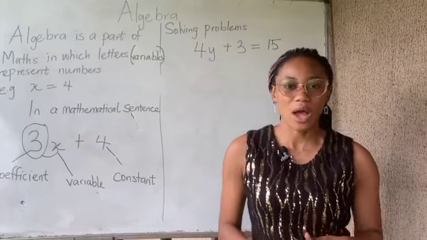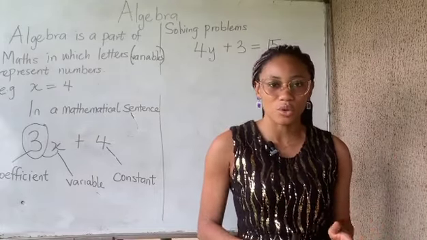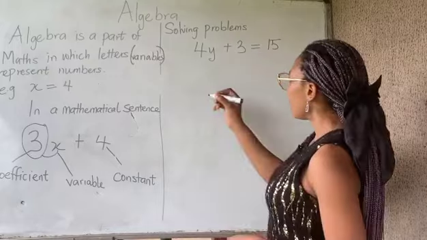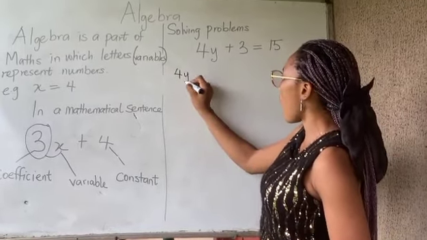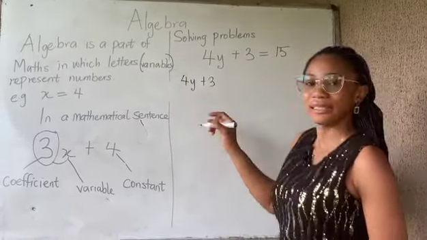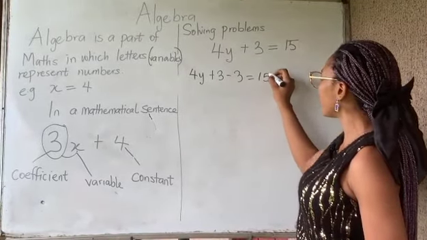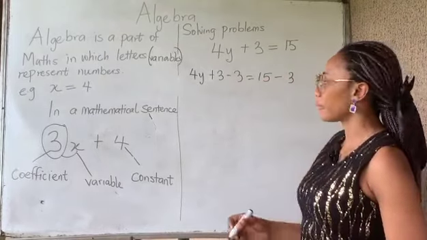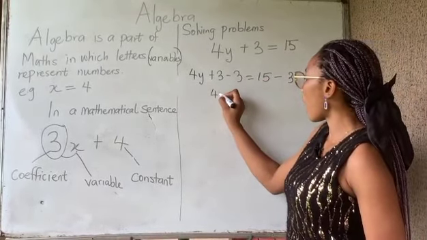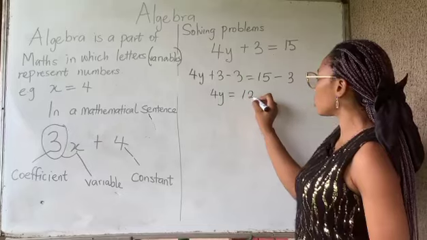So whatever we do at the right hand side is what we do at the left hand side. So this will give us 4y plus 3, the additive inverse, minus 3, equal to 15 minus 3. This will give us 4y is equal to 12.